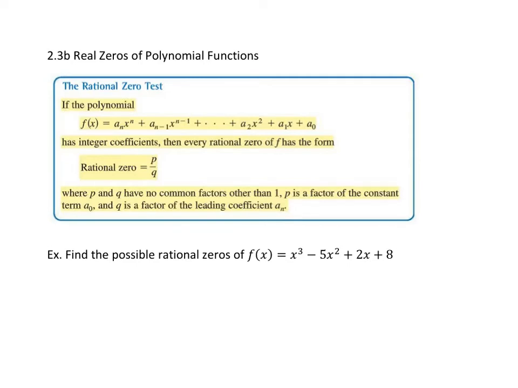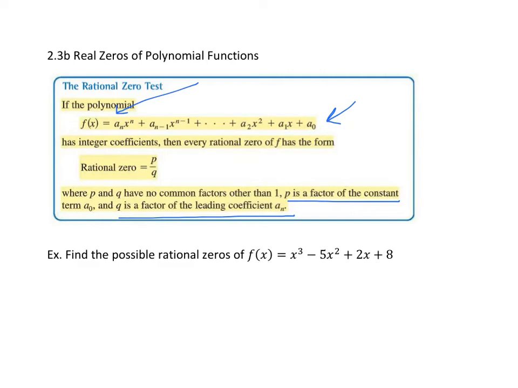Okay, the rational zero test can give you more information on the zeros of a polynomial. What you're doing is you're picking out these rational numbers p and q. P is the factor of the constant term, so the number at the end with no x. Q is the factor of the leading coefficient, your number in front with the highest x, or the x with the highest exponent, the one that gives you your degree.